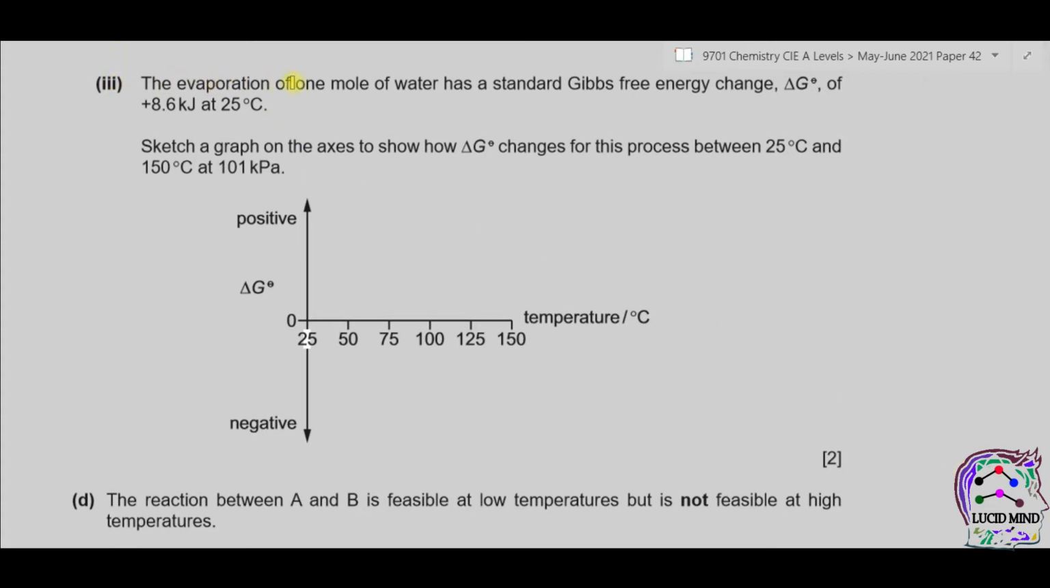Part 3. The evaporation of 1 mole of water has standard Gibbs free energy change delta G of 8.6 kilojoules at 25 degrees centigrade. Sketch a graph on the axis to show how delta G changes for this process between 25 degrees centigrade and 150 degrees centigrade at 101 kilopascals. This is the delta G value, positive or negative.